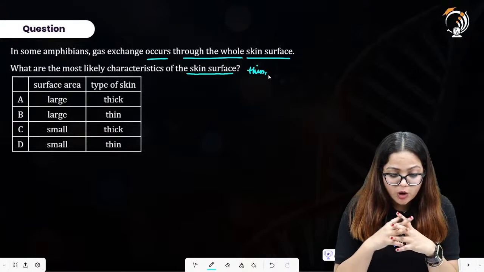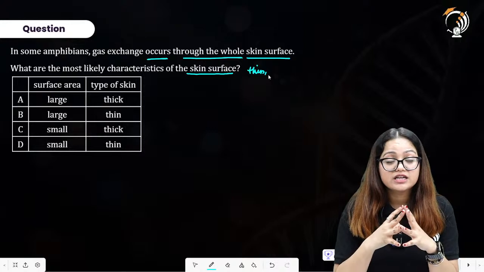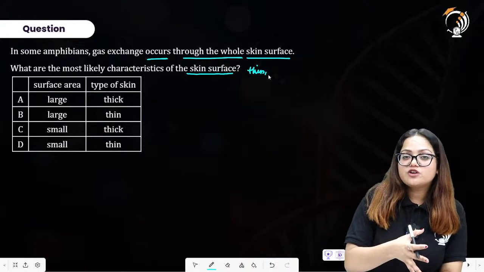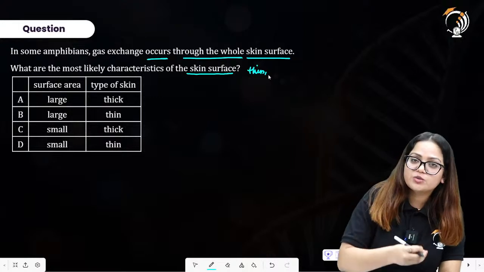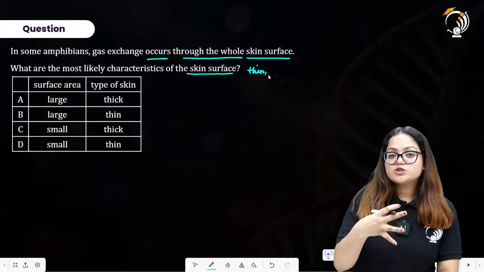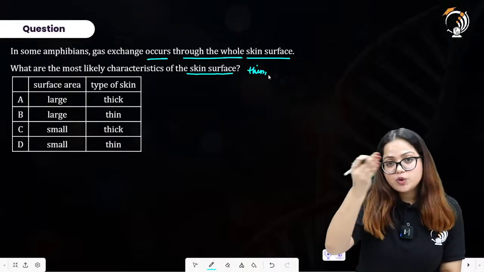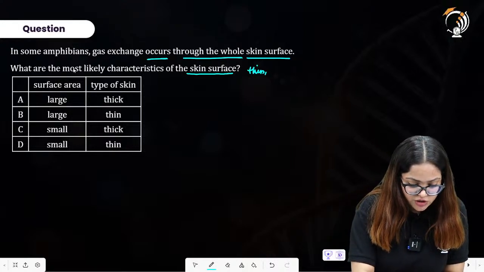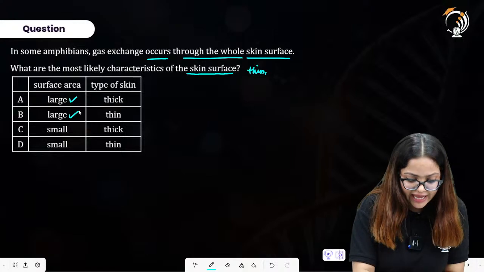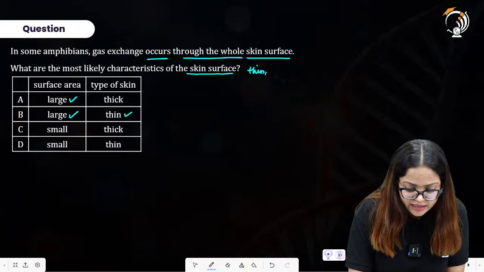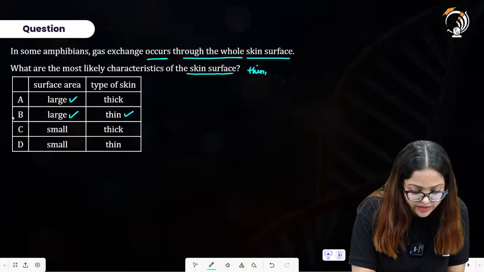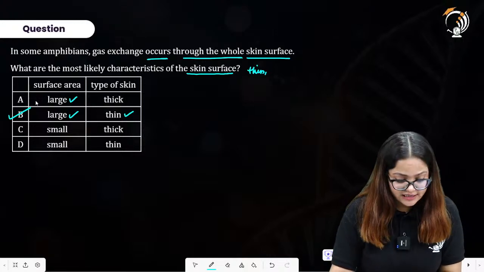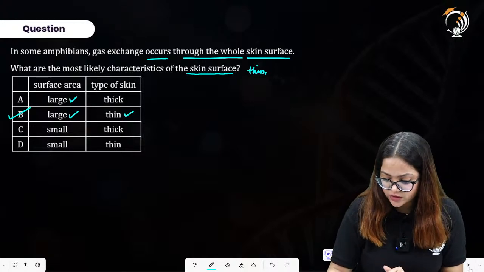And then talking about its surface area. Its surface area should be large so as to allow more and more molecules of oxygen or air to enter the body and more molecules of carbon dioxide to go out from the body. So this should be the option in which surface area is large and type of skin is thin. So that's how we get the answer for this particular question. You can easily correlate if you got the right answer or not.